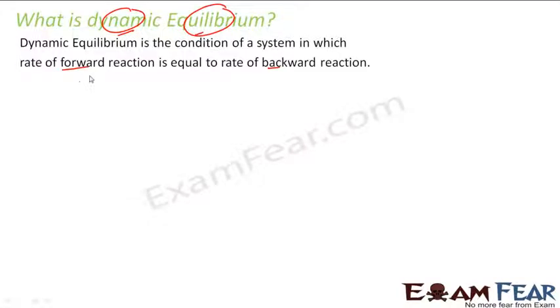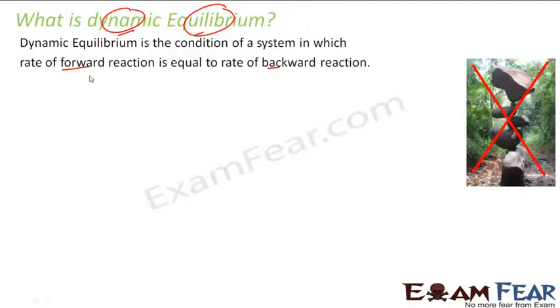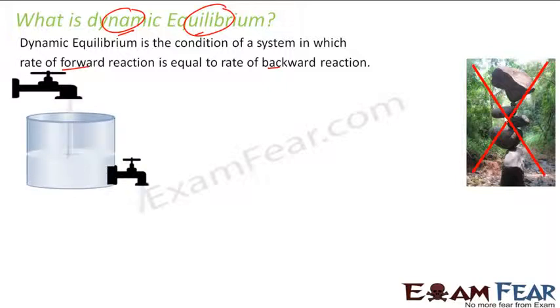I'll take some examples because the concept has to be cleared. The rock example I took is not a dynamic equilibrium. It is equilibrium, but it's not dynamic because everything is constant there. Nothing is changing. But we'll take it through some examples. In this case, there are two taps. From one tap, you are putting in some water, and the other tap is taking out some water. But if you see, the volume of water is this much only. That is constant, but it is dynamic in nature, because from here different water is coming in and from here different water is going out.